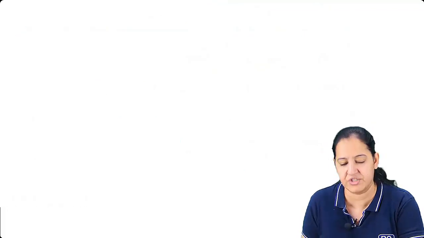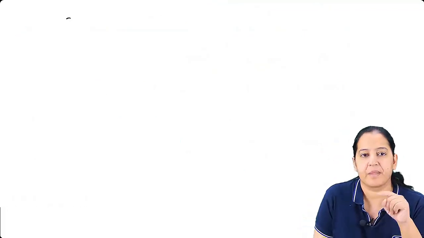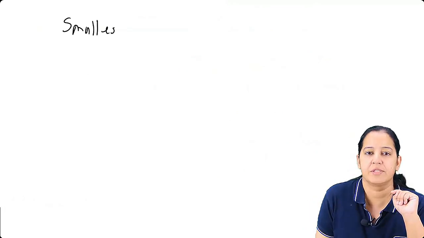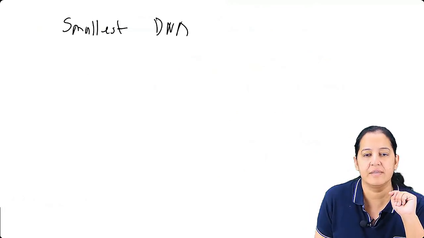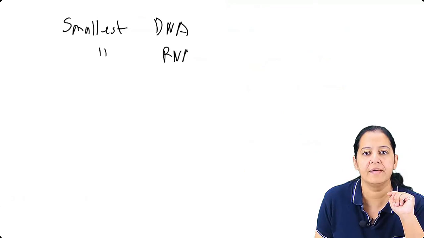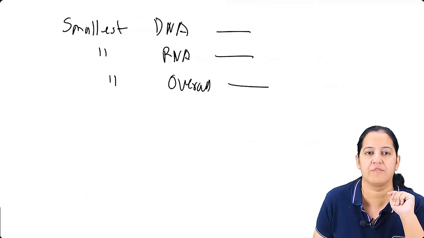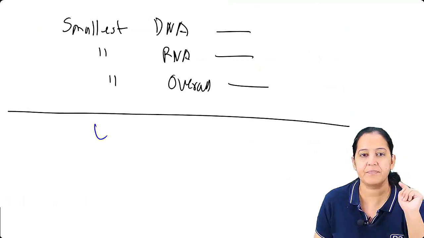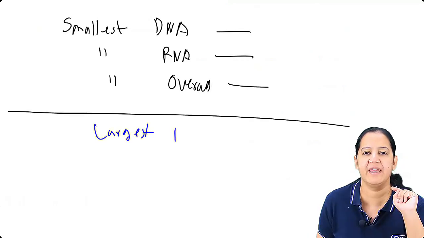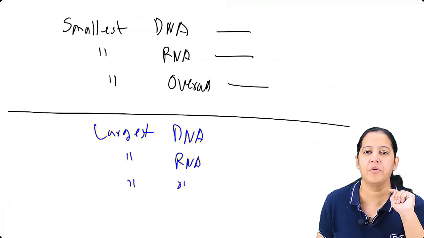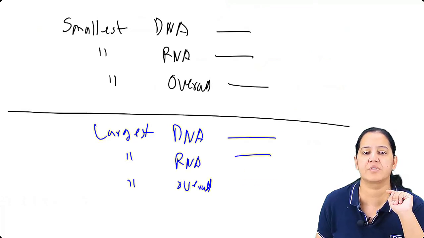You will tell the answers. Chalo, you will tell me. You will tell the answers now. Smallest DNA, smallest RNA, smallest overall. है ना? The 3 questions in front of you. And again you tell me largest DNA, largest RNA and largest overall. ठीक है? Again the 6 questions in front of you.